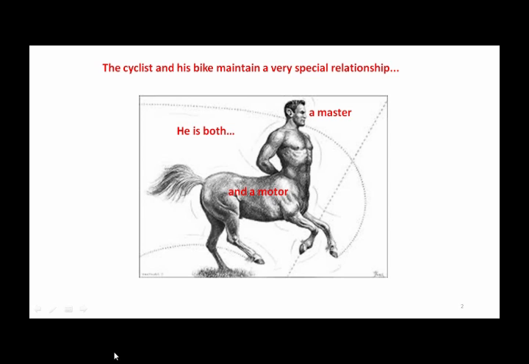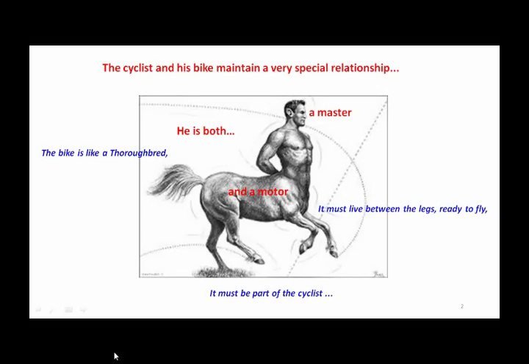Why a master? Because he produces movement according to his central nervous system, pacing strategy. A motor, because his different functional systems can produce power output during the exercise. And I think that the bike is like a tall bread. It must lie between the legs, ready to fly. It must be part of the cyclist.